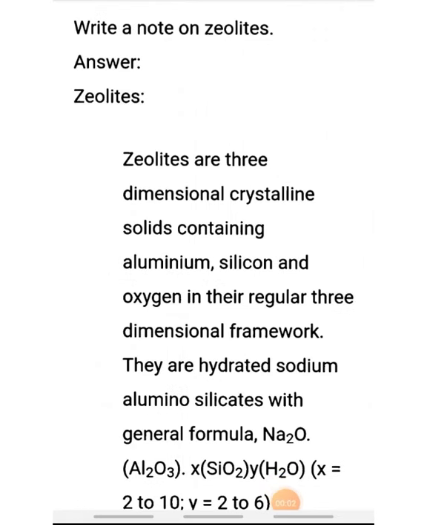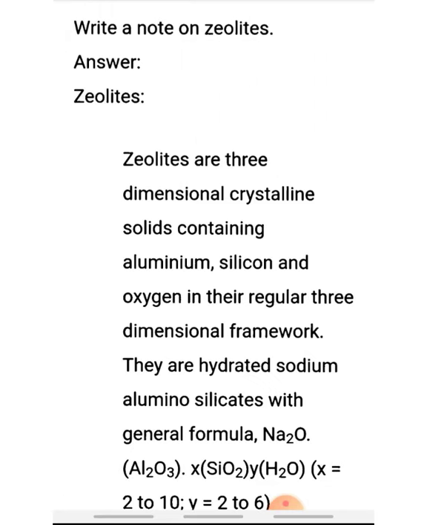The next topic in the session is zeolites. So what is zeolite? Zeolite is a type of silicate containing the metal aluminium, non-metal oxygen and semi-metal silicon. All three elements are mixed together. Zeolites are three-dimensional crystalline solids containing aluminium, silicon and oxygen in a regular three-dimensional framework. They are hydrated sodium aluminosilicates, that means with the addition of water molecules, with the general formula Na2O Al2O3 dot XSiO2 YH2O.